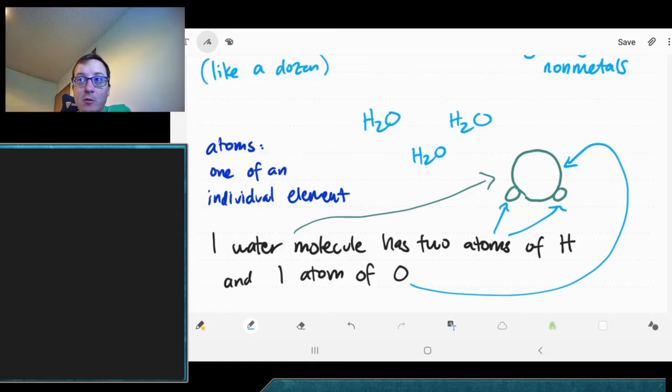And again, moles are just a way of counting things. So if I said a dozen water molecules, that's analogous to saying a mole of water molecules. It's just a different number. That's all it is. So nothing terribly scary there.